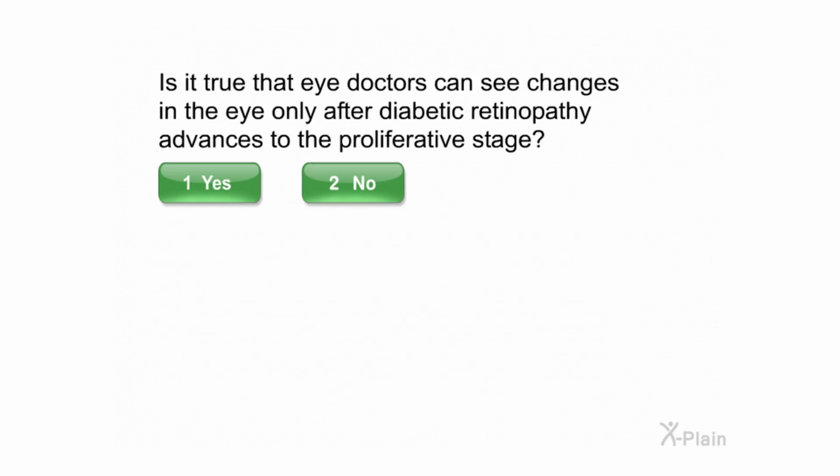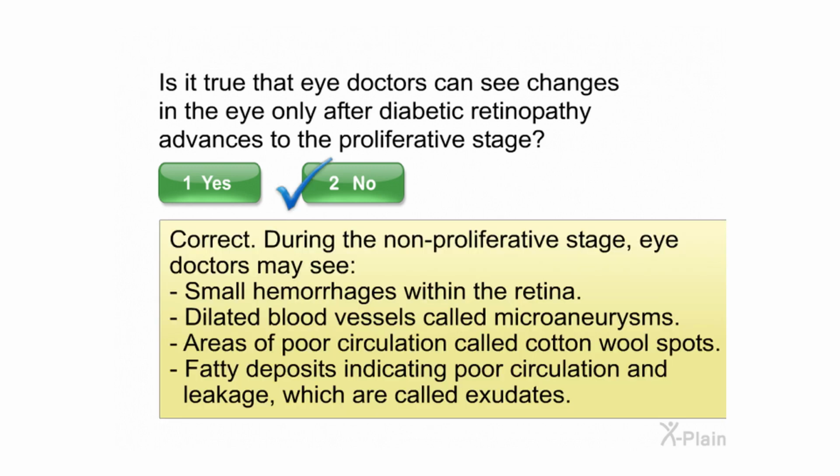Is it true that eye doctors can see changes in the eye only after diabetic retinopathy advances to the proliferative stage? Select yes or no. Correct. During the non-proliferative stage, eye doctors may see small hemorrhages within the retina, dilated blood vessels called microaneurysms, areas of poor circulation called cotton wool spots, and fatty deposits indicating poor circulation and leakage, which are called exudates.